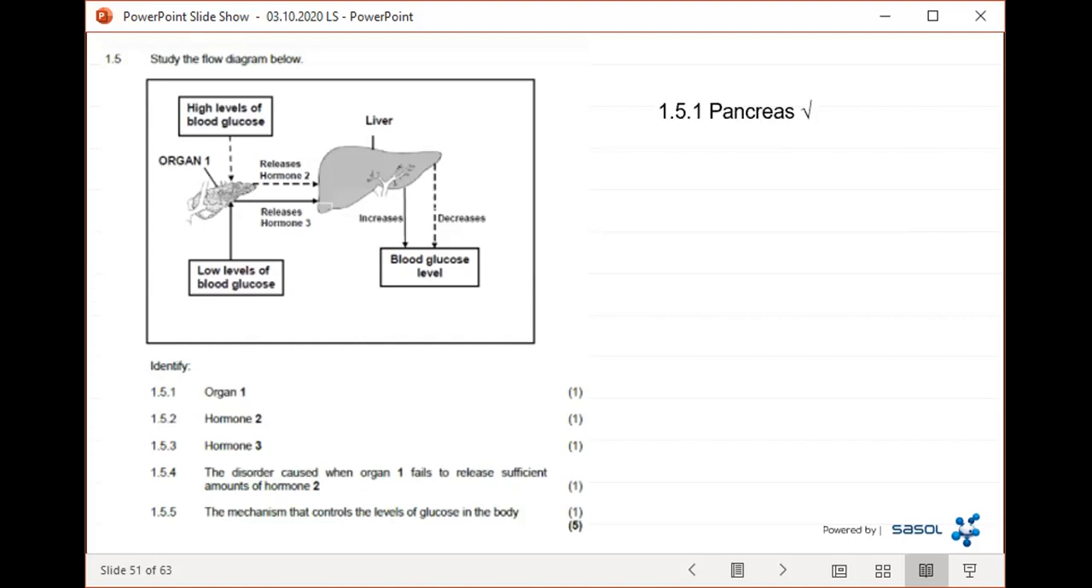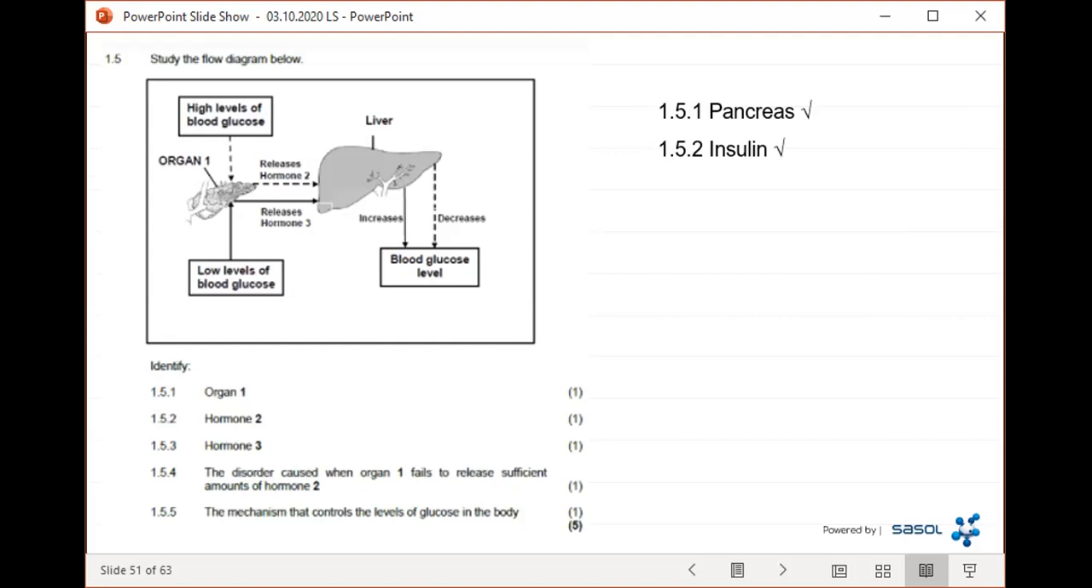And that is 1 mark. Then question 1.5.2, hormone 2. High levels of blood glucose stimulate the pancreas, which then releases this hormone. This hormone will act on the liver to decrease blood glucose levels. That would be insulin, because it would stimulate the liver to do what? To absorb more glucose from the blood and convert it into its stored form, which is glycogen.